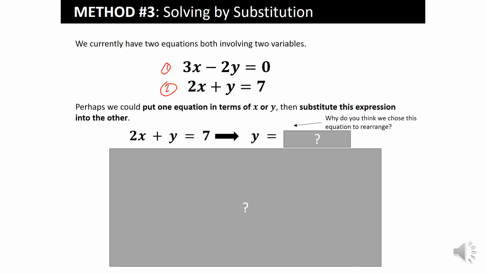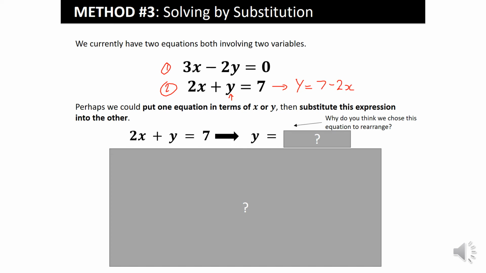So here I've got 2x plus y equals 7. What we're going to try and do is rearrange it so it's got either x or y as the subject. In this case, it'd be easy to get y as the subject, so let's do that. In order to do that, we're going to subtract 2x from both sides. So we end up with y equals 7 minus 2x.